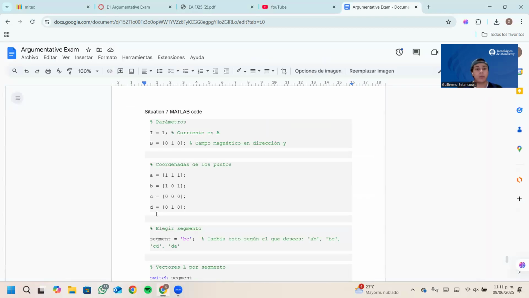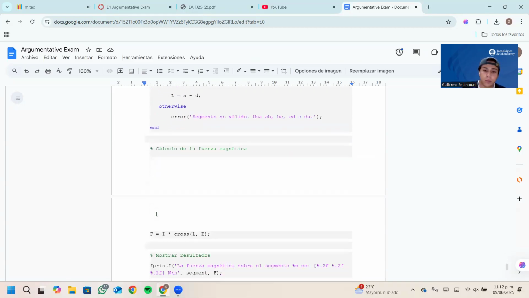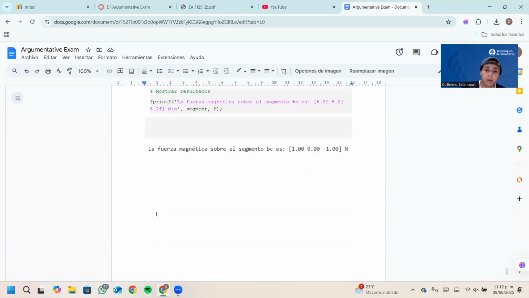And this is my final situation 7, MATLAB code. I run the code, and this is the result. And well, this MATLAB code calculates the magnetic force acting on a straight wire segment carrying an electric current in a constant magnetic field. And it defines the coordinates of 4 points A, B, C, and D, forming a closed path. And the user selects one of the segments AB, BC, CD, or DA based on the select segment.